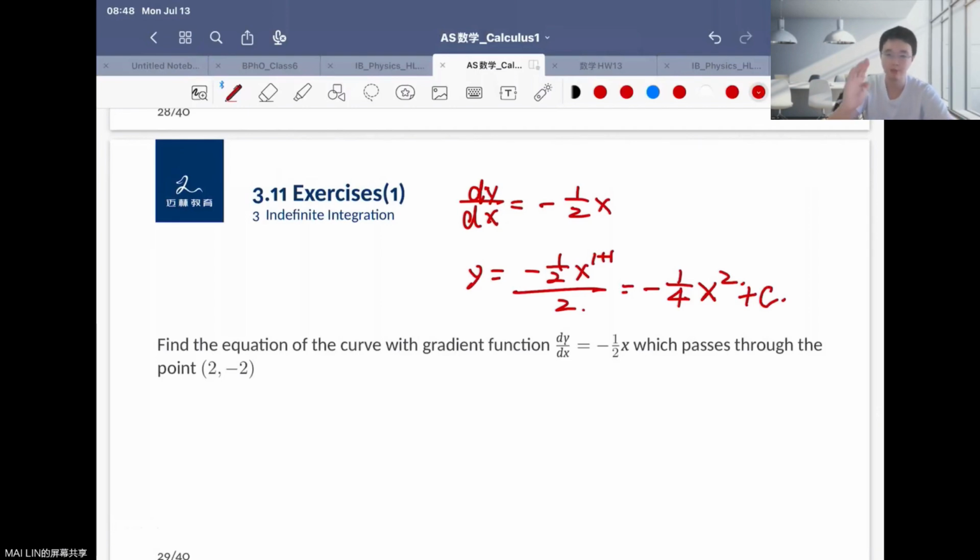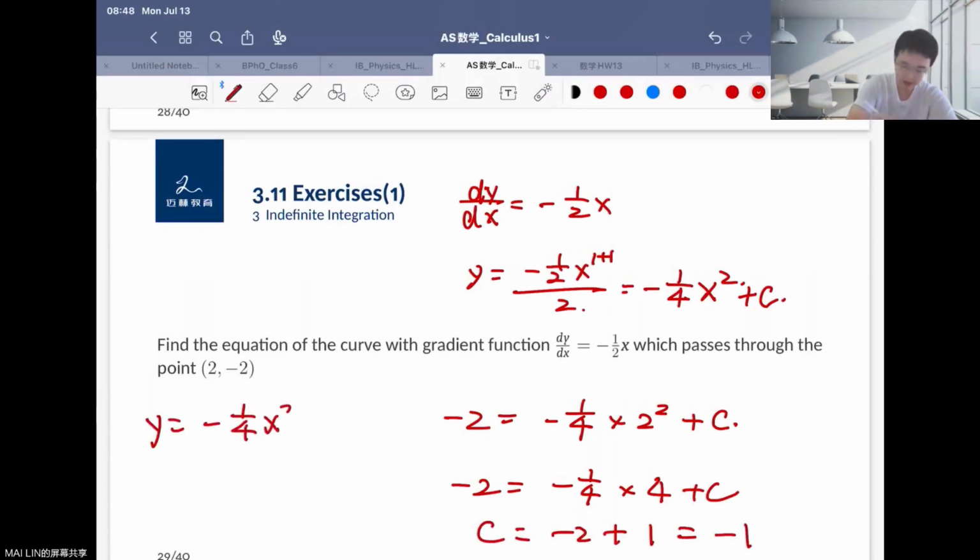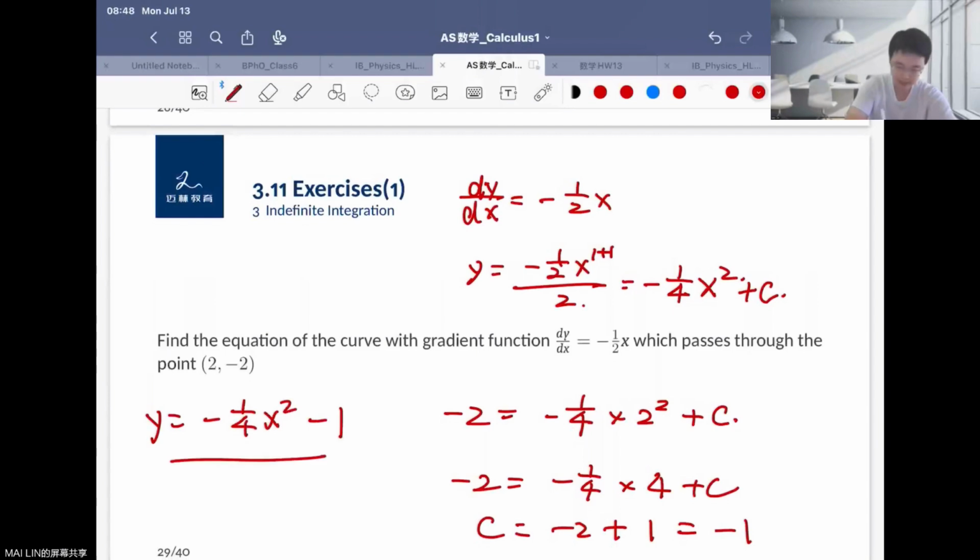Then we just put the point (t, negative 2) inside of it. So negative 2 equals minus 1/4 times t squared plus c. We can say negative 2 equals negative 1/4 times 4 plus c, so c equals negative 2 plus 1. So here's the value. That's y equals negative 1/4 x squared minus 1. That is how we can calculate the indefinite integration.